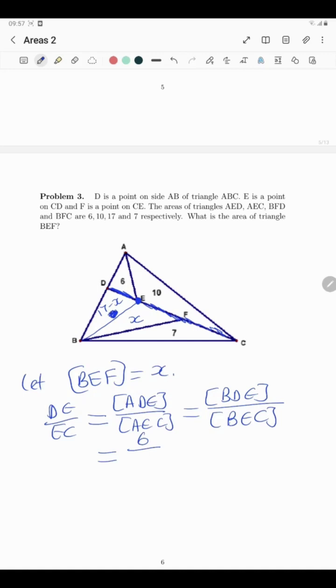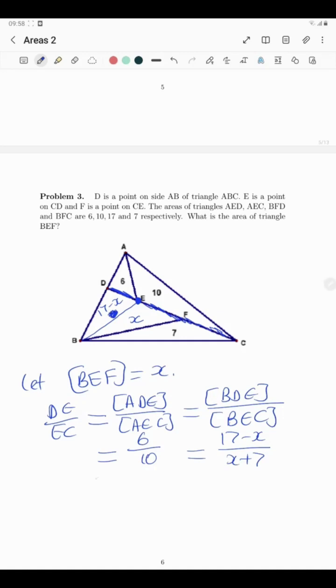Do we know the area of triangle AEC? Yep, it's given as 10. Do we know the area of triangle BDE? Yep, it's 17 minus x. Do we know the area of triangle BEC? Yes, it's the area of triangle BEF plus the area of triangle BFC, which is x plus 7. So now what we have to do is solve for x to make these two fractions equal.